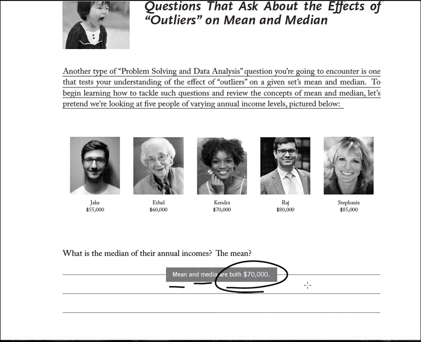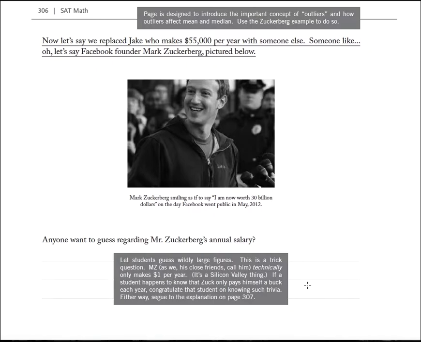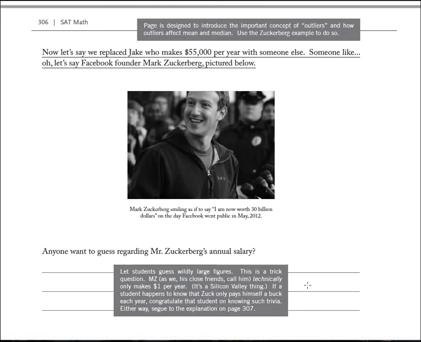Let's pretend, if you guys will flip with me to page 306, that we're going to sub out Jake, and we're going to put in Mark Zuckerberg, the founder of Facebook. Anyone here know how much money Mark Zuckerberg makes in a given year, what his annual salary is? And at this point, students will guess all sorts of things.